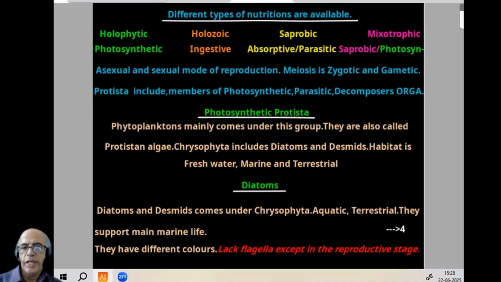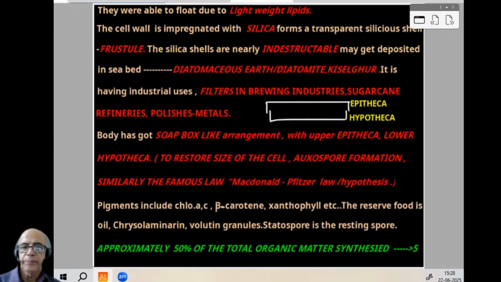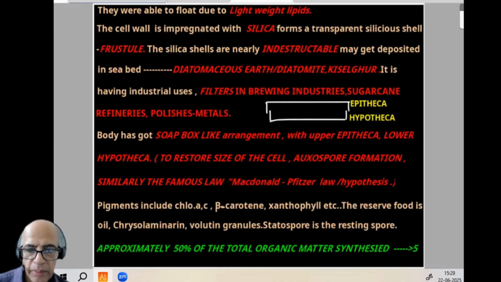discussed. Then their classification and photosynthetic protists, under which diatoms and desmids, and features of diatoms, epitheca, hypotheca, etc. Then approximately 50% of the total organic matter synthesized in the biosphere is by this group. Asexual reproduction mainly by binary fission. Then two types will be the diatoms and desmids. Diatoms live in polluted areas, desmids in comparatively pure water.